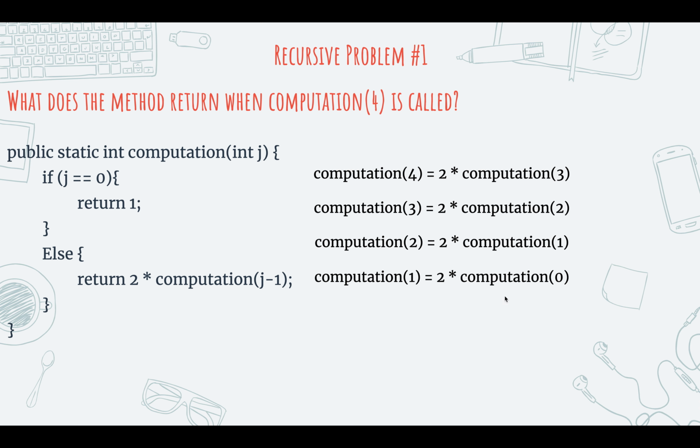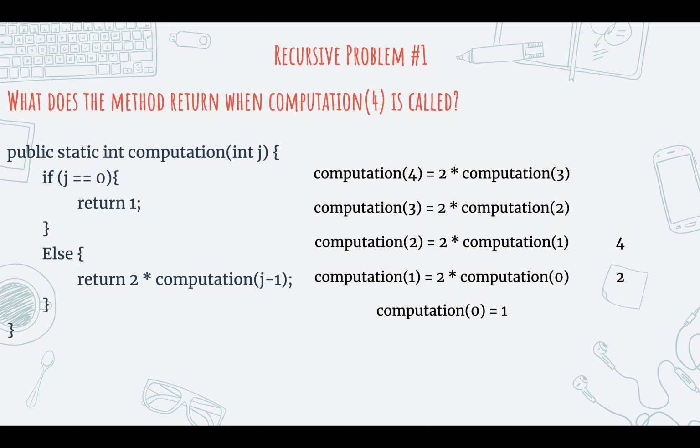So if computation 0 is now 1, then we know that computation 1 is equal to 2 times 1. 2 times 1 is equal to 2. So now we know that computation 1 is equal to 2. Let's plug computation 1 into our computation 2 calculation. Computation 2 is equal to 2 times computation 1. Computation 1 is equal to 2, so 2 times 2 is equal to 4.